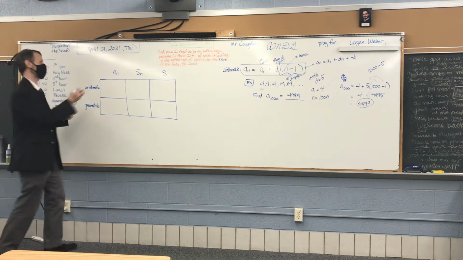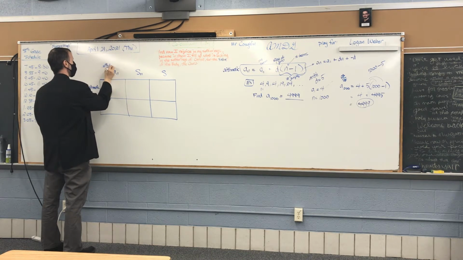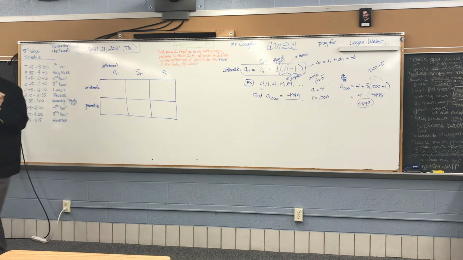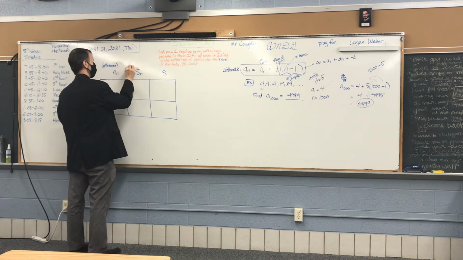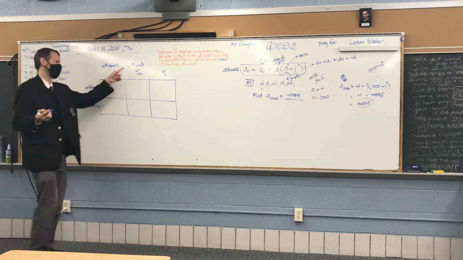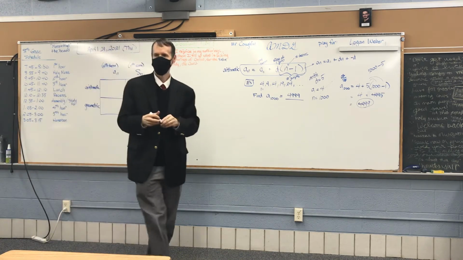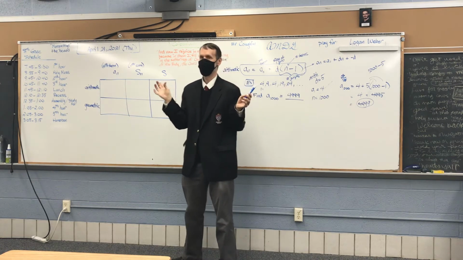A sub n is code for the nth term. S sub n is code for the nth sum. Like if you have 100 terms, you add up the first 100 terms to get the sum. That's very different than just getting the 100th term. Getting the 100th term is usually a lot easier.